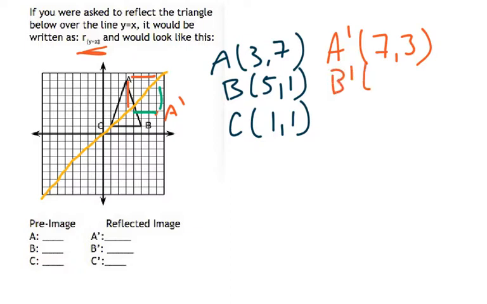B prime is going to be at 1, 5. So we go over 1 and up 5. Here is B prime. And again, you can notice that it's the same distance from the line as the original B. And then C prime is going to be in the same spot. It's just going to be 1, 1 again. It's at the same spot. So our reflected triangle now looks like that. We switched the x and the y values.